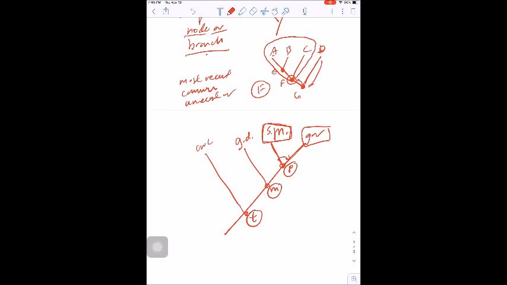So let's move on to questions 4, 5, and 6. Waiting for the page to load.